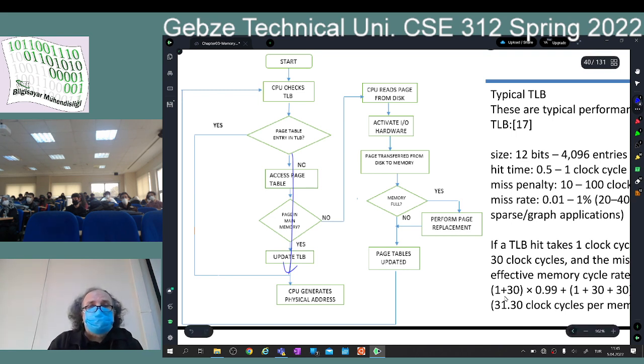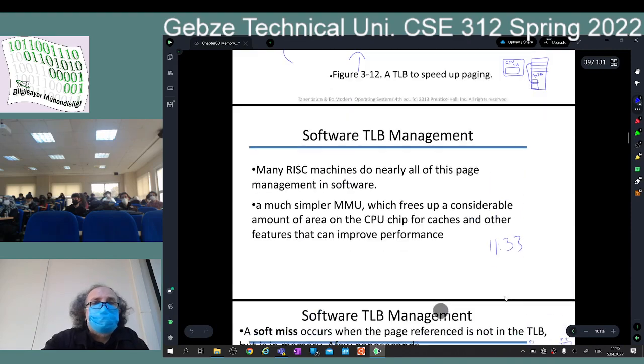I need to do the page replacement. If I do the page replacement, that means I need to take one of the pages out of memory. If it is modified, I need to write it to the disk. If it is not modified, I don't have to write it to the disk. Then I update the page table, and go back to the CPU, which checks the TLB again, and make that process ready again so that it can run. So this is the typical flow chart of what we said as the software.